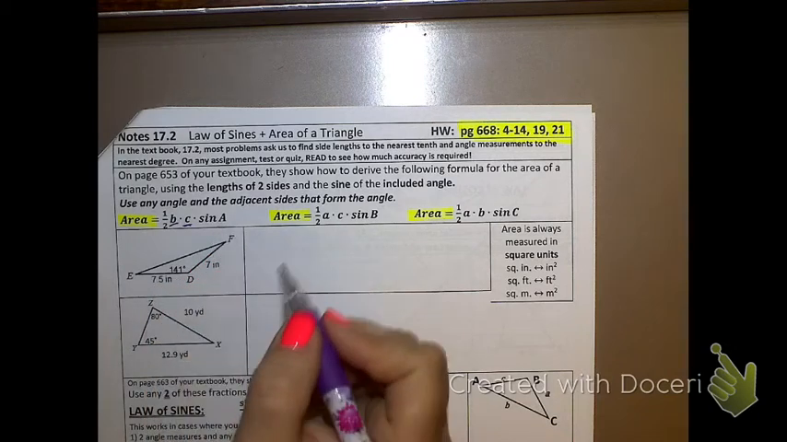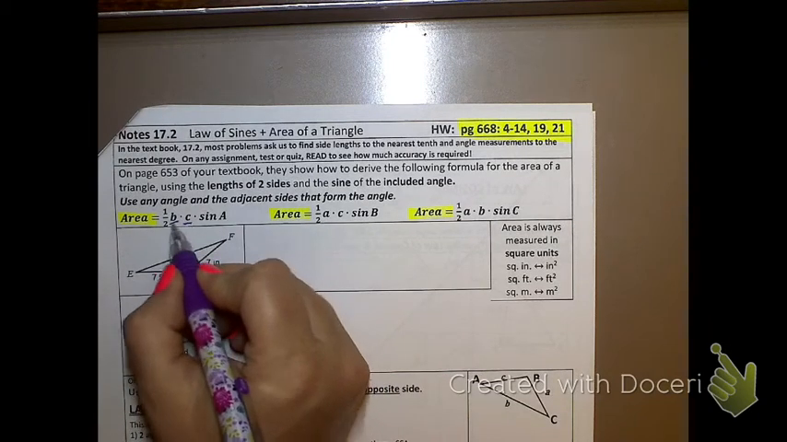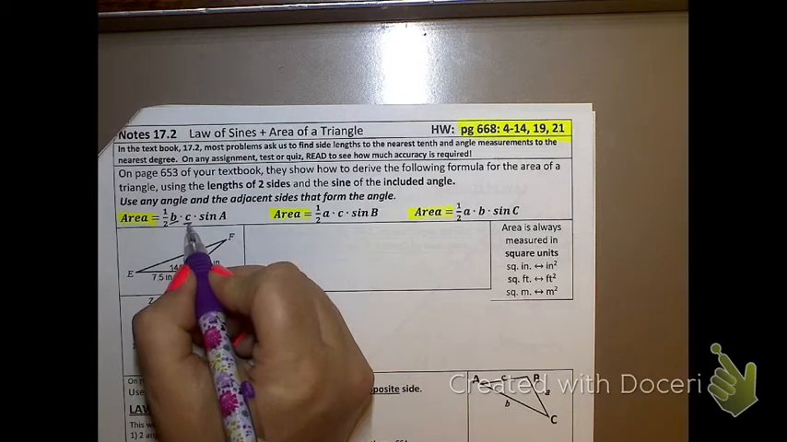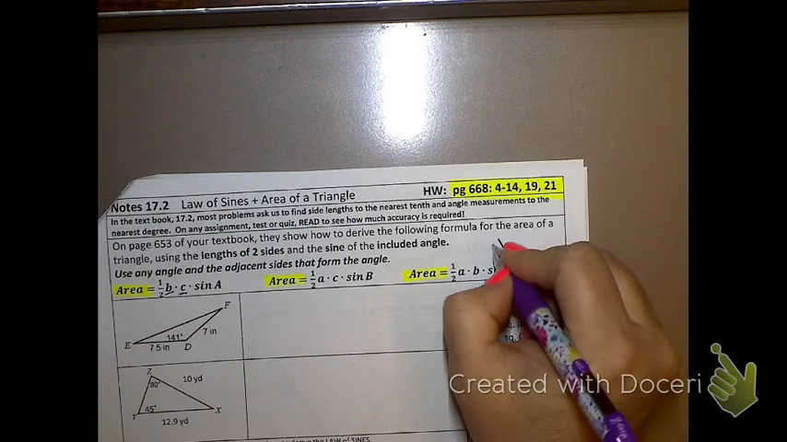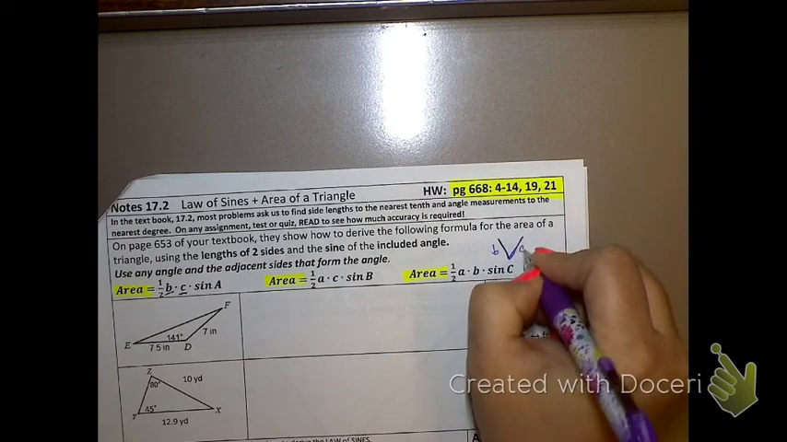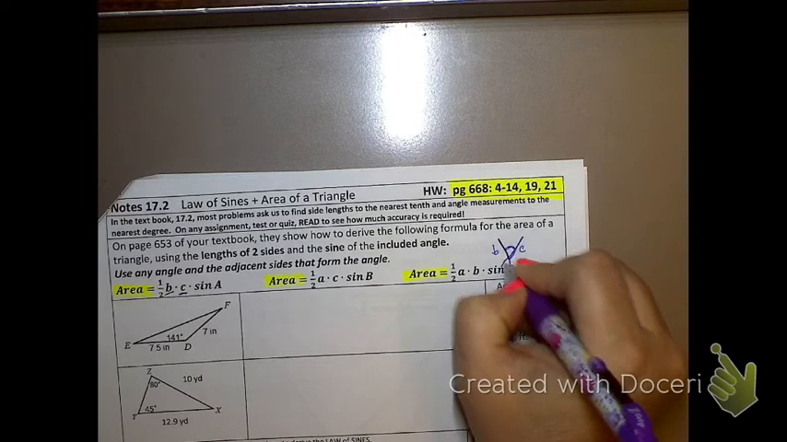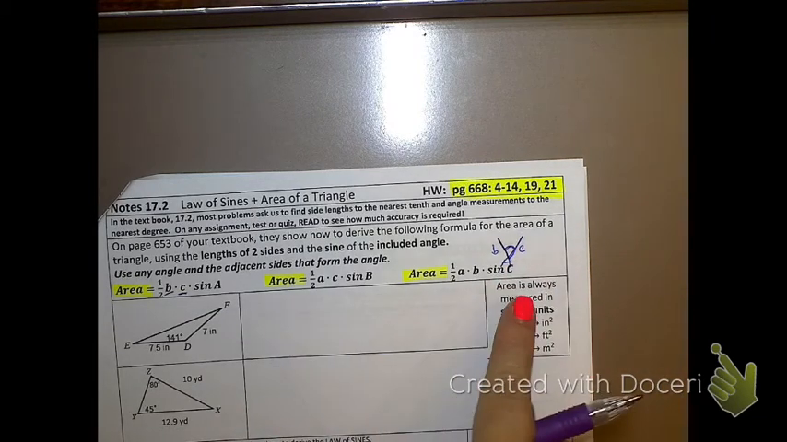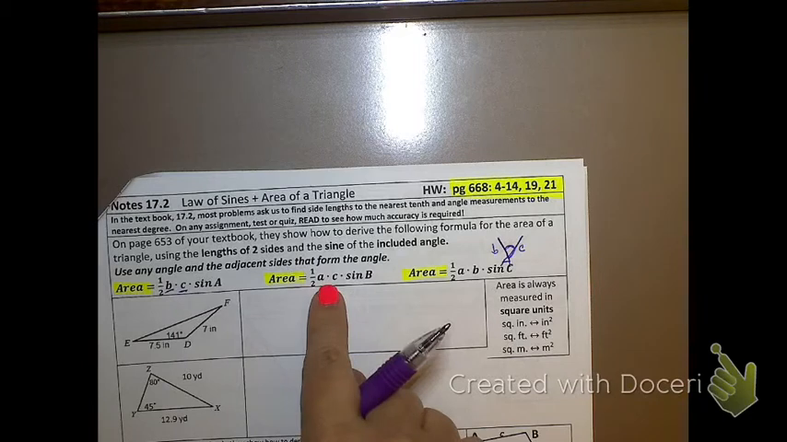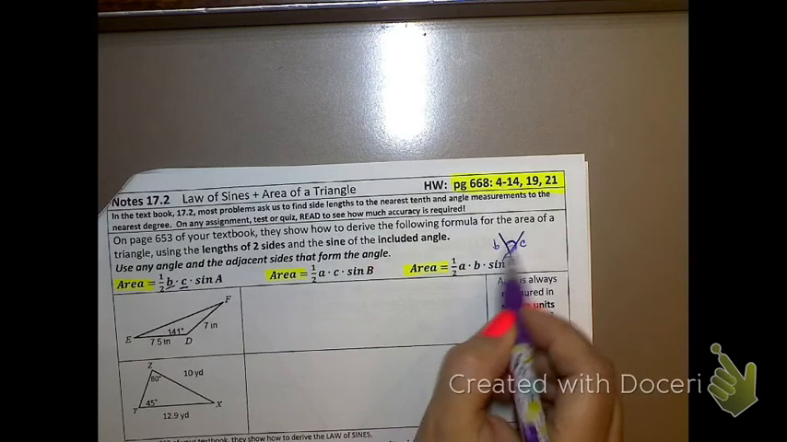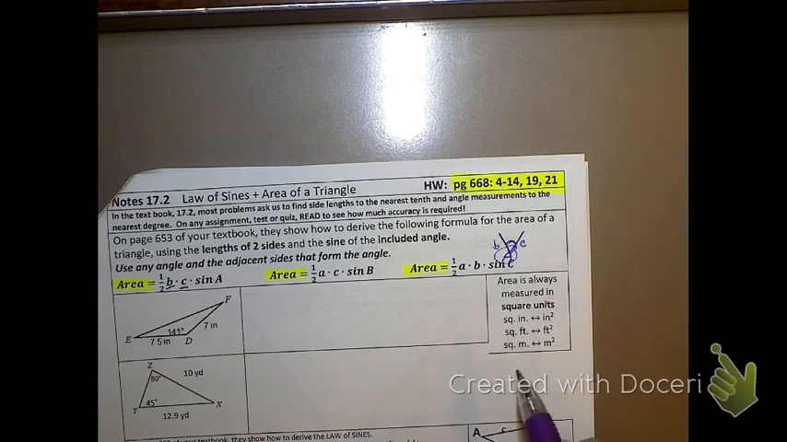So how are they related? Well, if you have side A and side B and side C, guess what? Side B and side C are the 2 sides that make up angle A. So if this is side B and this is side C, angle A is the angle right between them. So all of these formulas are saying you take 1/2, multiply it by a side and another side, and then the sine of the angle that is made up by those 2 sides.